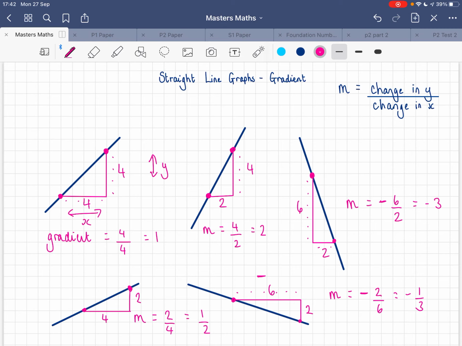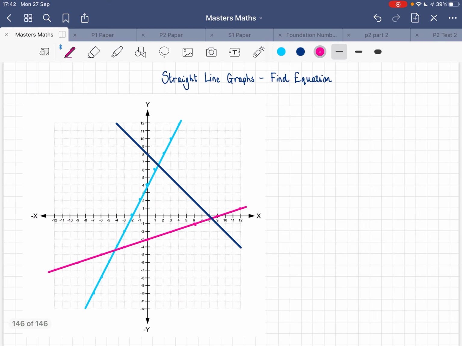But the method is the same each time. We decide whether our answer is going to be positive or negative on how the direction the graph is traveling, and then we draw our triangle on, we divide the y by the x, and that gives us the gradient. Right, finally, we're going to put all that together and we are going to find the equation of a straight line from the graph itself.